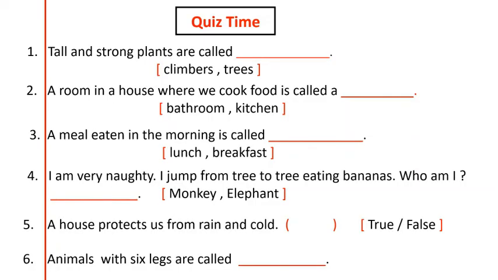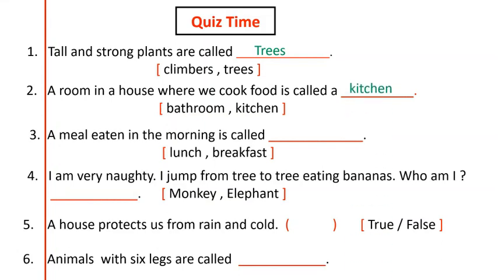Quiz time. First question. Tall and strong plants are called dash. The options given: climbers, trees. Children, what do we call tall and strong plants? Yes, you're right. It is trees. Very good. Second question. A room in a house where we cook food is called a dash. Options: bathroom, kitchen. Where do we cook food, children? Yes, very good. In the kitchen, right?